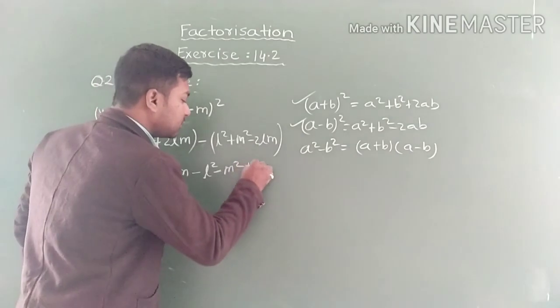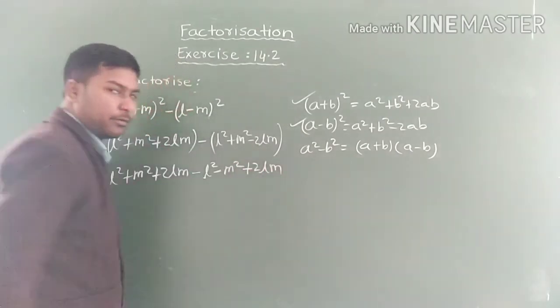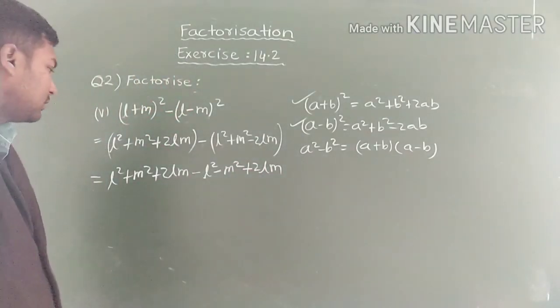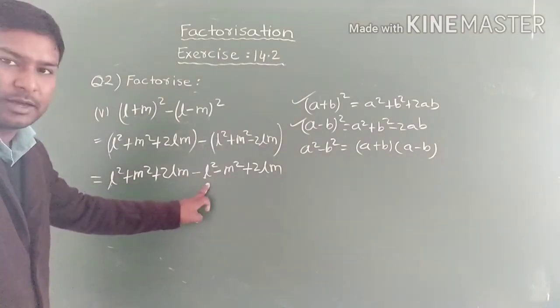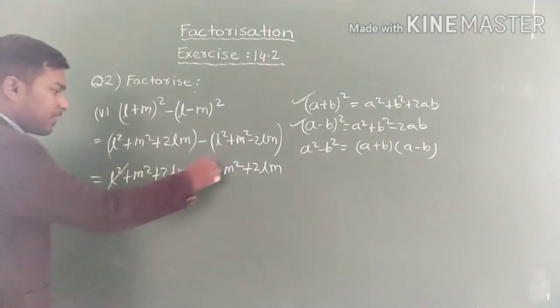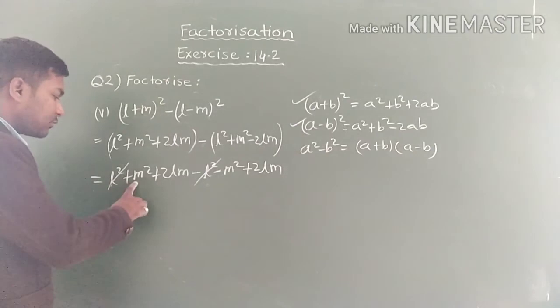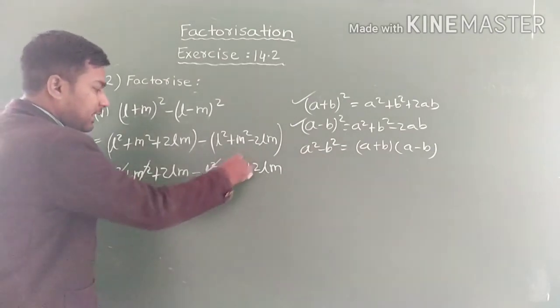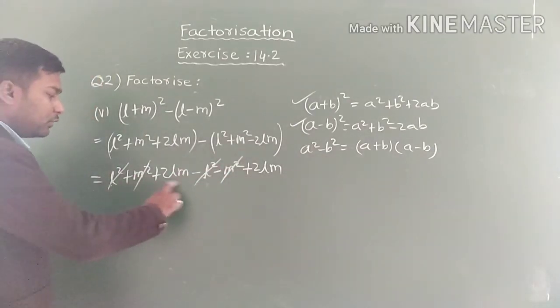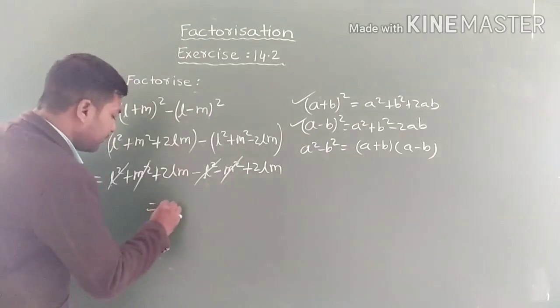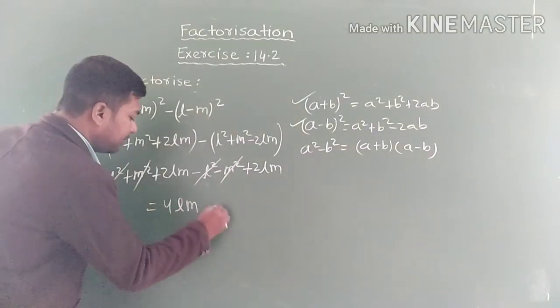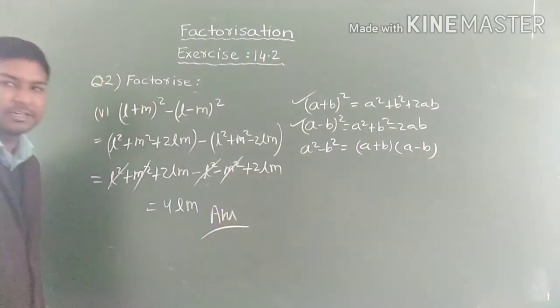Okay. Now l square and minus l square cancel out. n square and minus n square cancel out. 2ln and 2ln make 4ln. And this will be the answer. Okay.